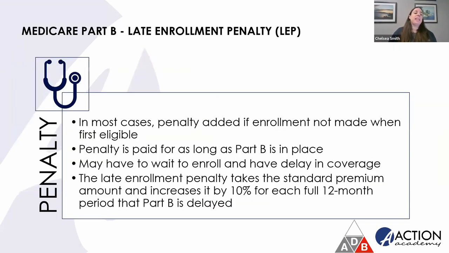So Part B does have a late enrollment penalty attached to it as well. If you don't enroll in Part B when you are eligible, your monthly premium will go up about 10% for each year you could have signed up for Part B but didn't. Unlike Part A, this penalty is applied for life. So it is a heftier decision to backtrack on signing up for Part B, because that penalty is going to stick for the rest of the time that you have Part B.